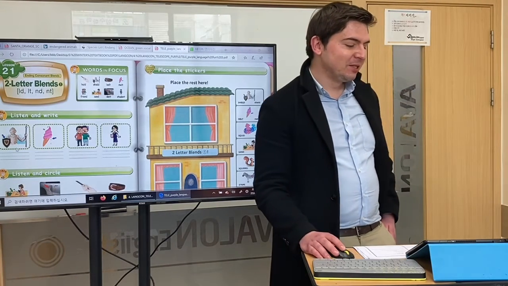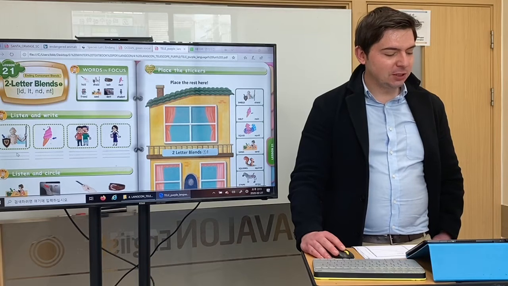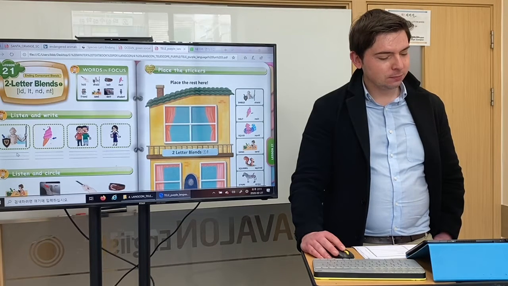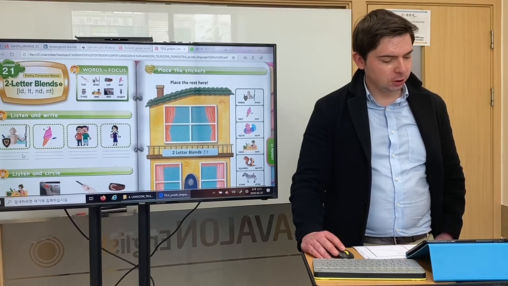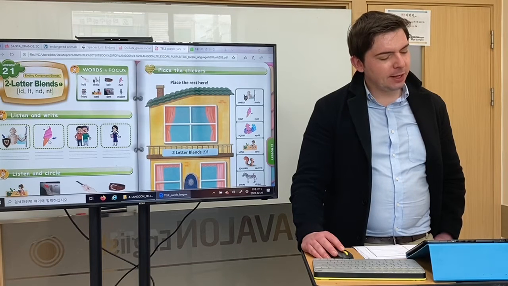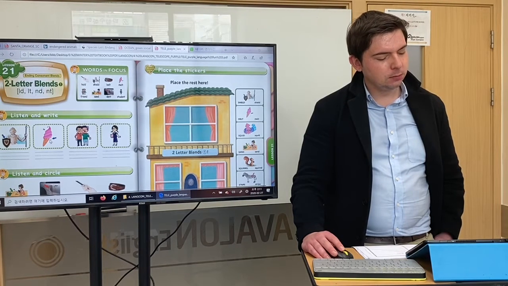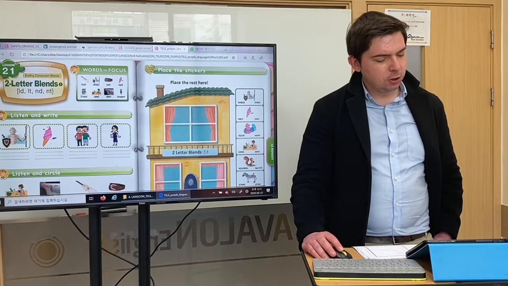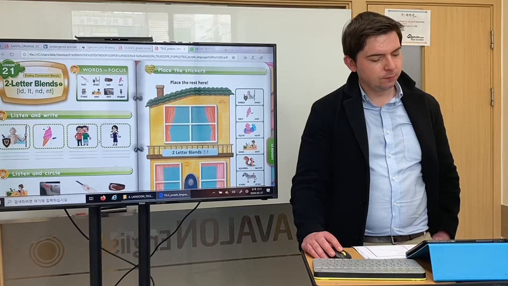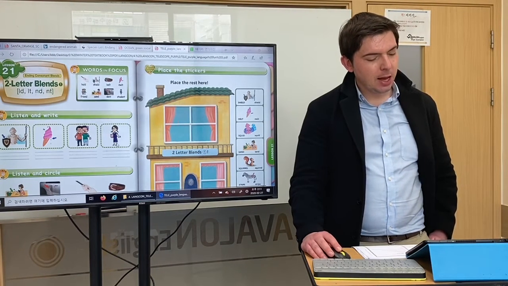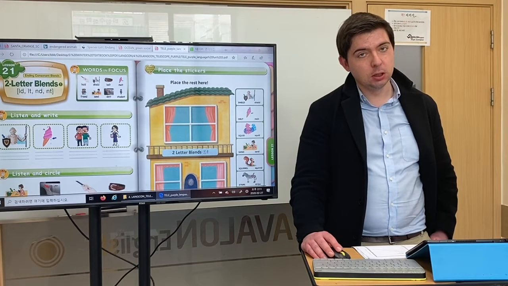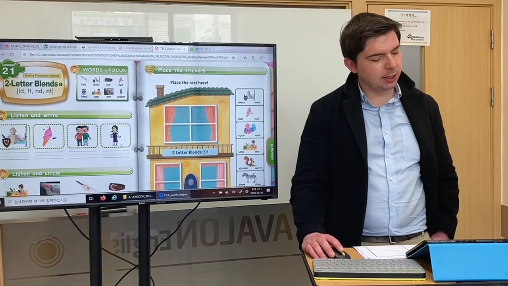Perfect. So, what is this first word? Shield. Good. The second word? Melt. Third word? Friend. And the last word? Student. That's right.